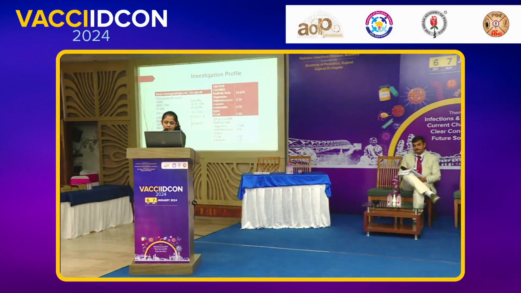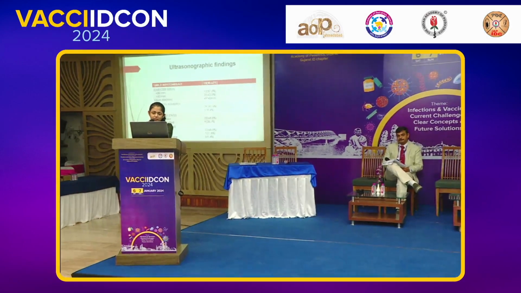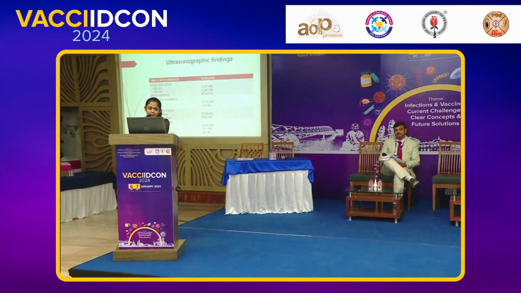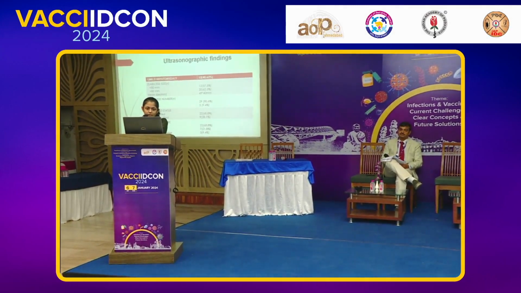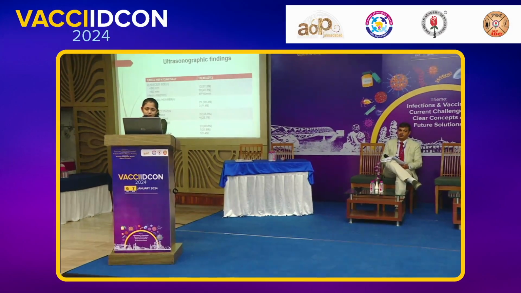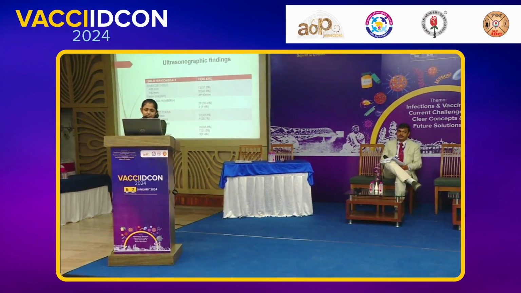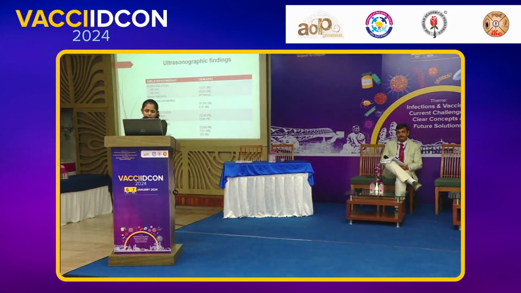In ultrasonographic findings, in 40% of the cases mild hepatomegaly is seen, and the right lobe of the liver and non-liquefied abscess are more common, and the mean size of the abscess is 49 by 40 millimeters.